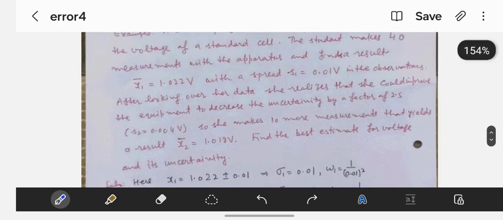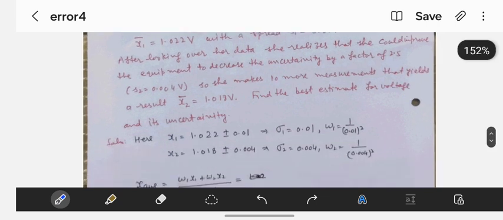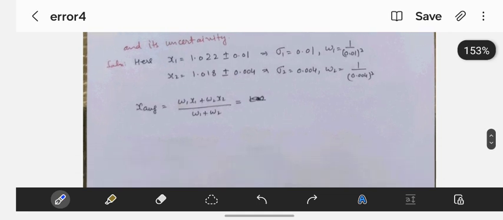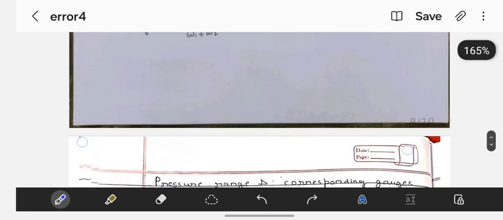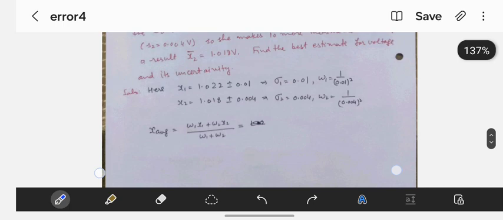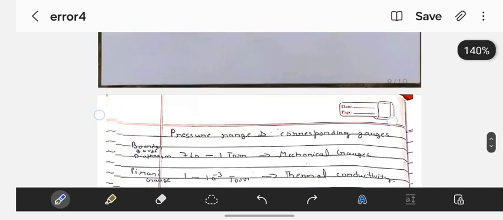So in the question we find that it doesn't matter how many observations you take, it's the result that person got: 1.022 plus minus 0.01, and when he improves the equipment, that will be called the second value, that is 1.012, with error 0.004. Now we need to combine these results, so we use the same formula. Okay, so here it ended, the weighted errors.